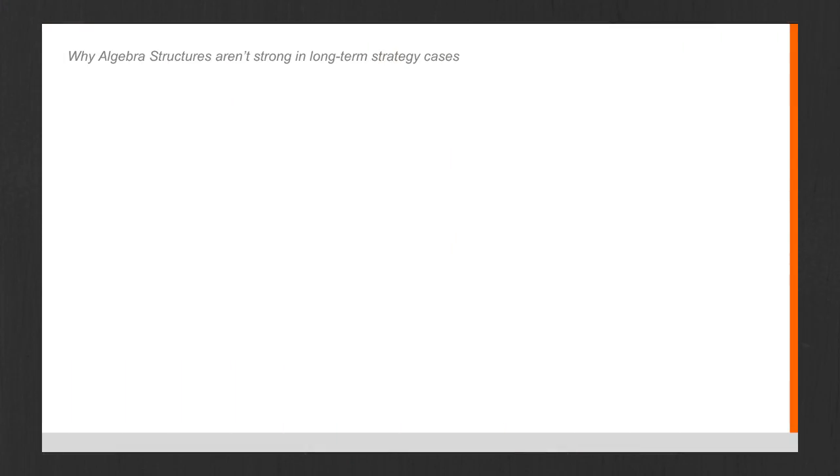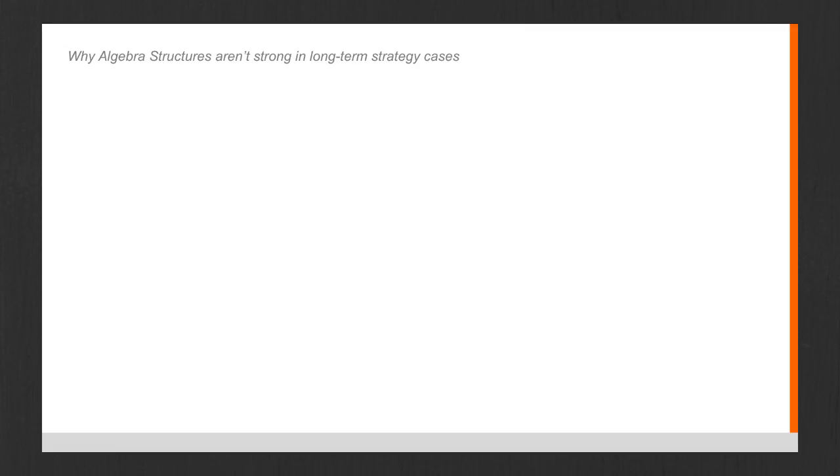So to explain why algebra structures aren't always or usually aren't strong in long-term strategy cases, I'm gonna need a few minutes, probably 4 or 5. So if you don't care too much about the why of things and you just want the pragmatic advice, just be aware that in long-term strategy cases, even if they're numerical, revenue growth, for example, you might need a conceptual framework. And skip ahead about 4 or 5 minutes in this video to watch the rest of it. But if you want to know why, here's the explanation.